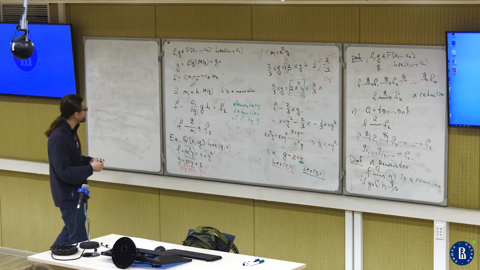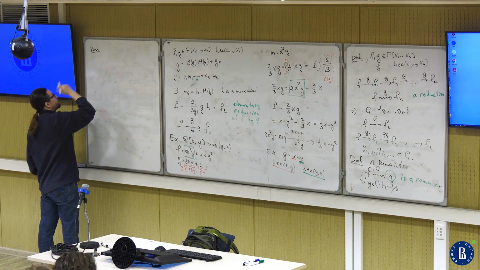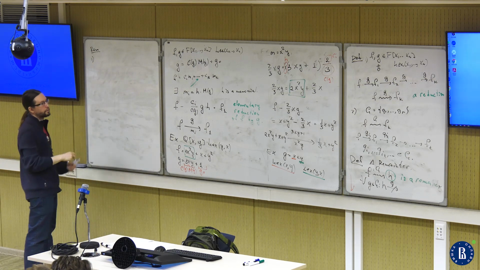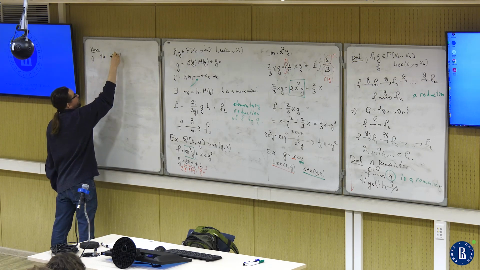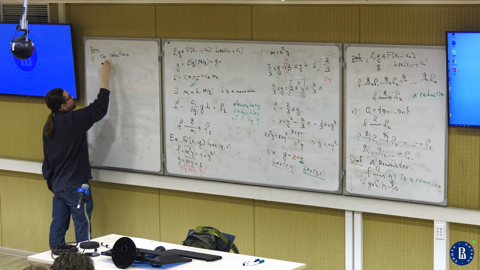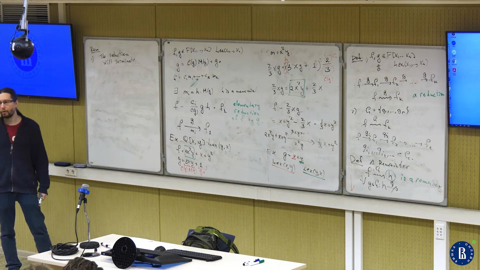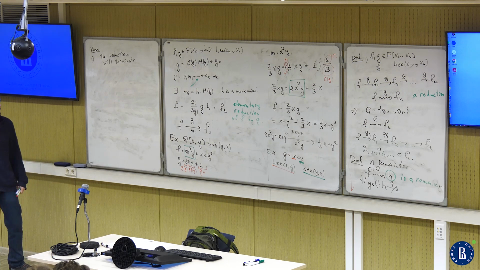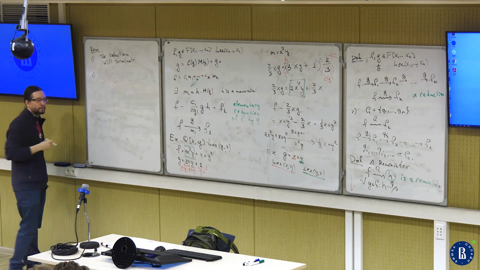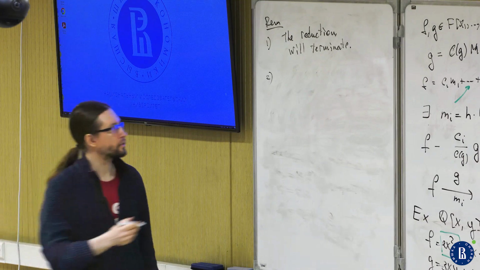So there are two things. There are two remarks. Remark number one. I will prove all of this. The reduction process will terminate. So you will always get a remainder. So if you start reducing, you will get to the remainder. The second thing, it's possible to have several remainders. The remainder need not be unique.